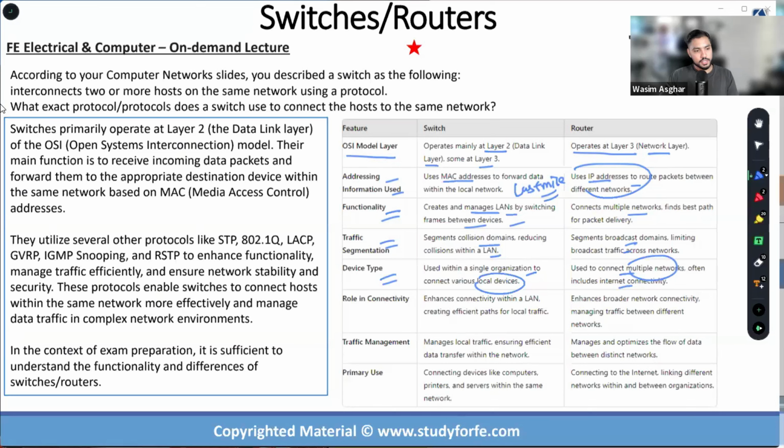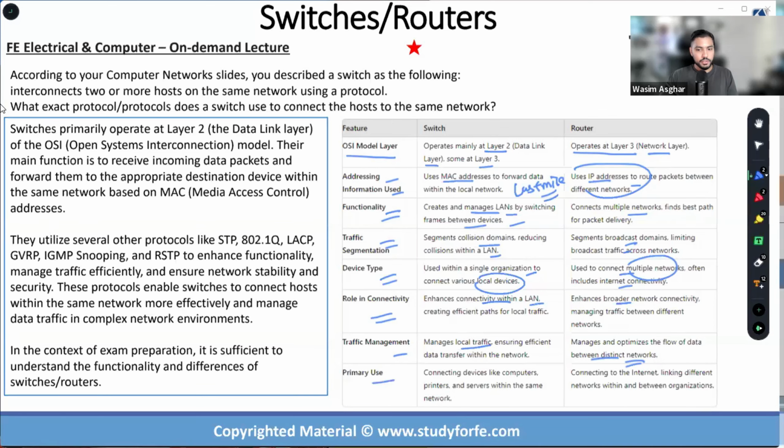At the end of the day, what is the internet? The internet is a network of networks, correct? That's where the router comes into play. Role in connectivity: a switch enhances connectivity within a LAN. So again, this is the same theme being repeated over and over at a broad level. At a high level, your switches are part of a LAN. They are more local, more granular, more specific, whereas routers operate at a network level, at a higher level. Traffic management: again, switches handle local traffic, whereas over here we are managing the flow of data between different, distinct networks.